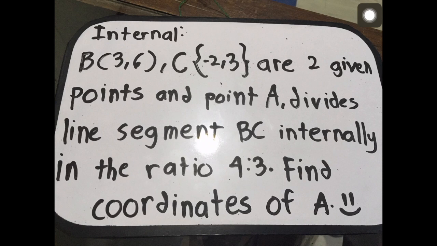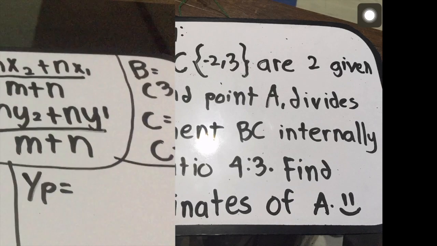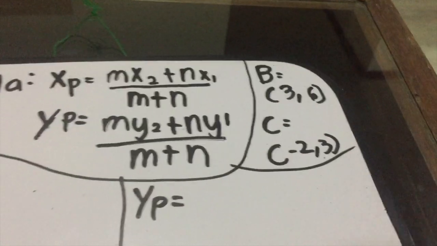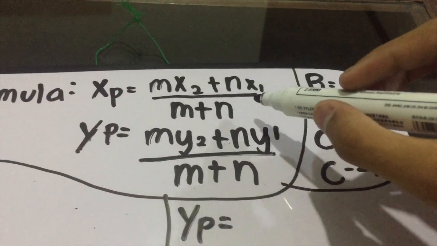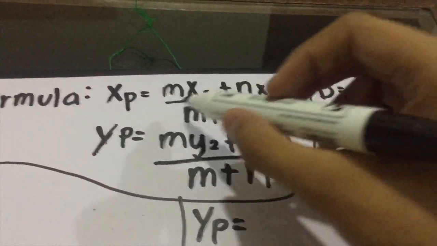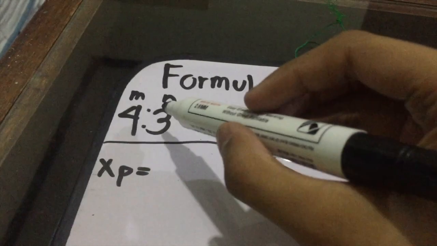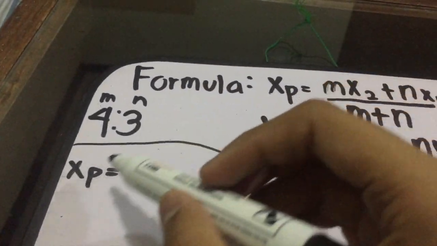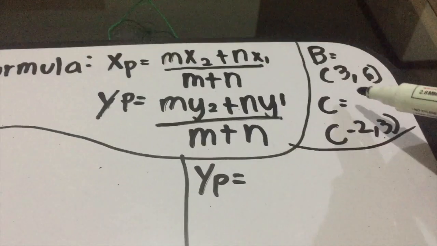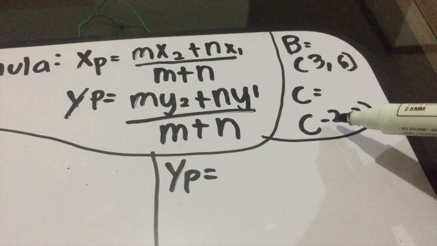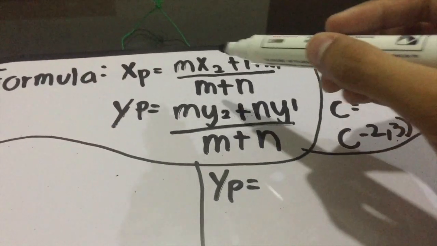Internal: B is 3, 6, and C is negative 2, 3. They are two given points, and point A divides the line segment BC internally in the ratio 4:3. Find the coordinates of A. So we will be using this formula, which is x sub p is equal to mx sub 2 plus nx sub 1 over m plus n, and m and n are the ratio over there, which is 4:3, and those are the points that we are going to be using.